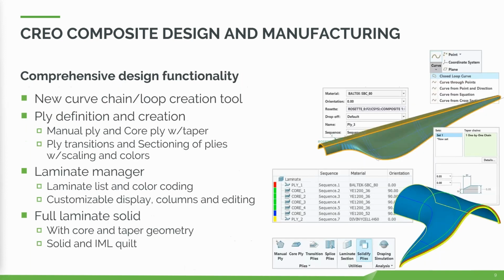So to talk about each of them in a little bit more detail, on the design functionality side of things, obviously we've got Creo with all of its capabilities to design any kind of shape or complex geometry. New in Creo 10 is a new curved chain loop creation tool that helps us to define our ply zone and ply definitions. This is not part of Composites, it's part of core Creo, so it's available outside, but it's heavily used inside the composite side of things.